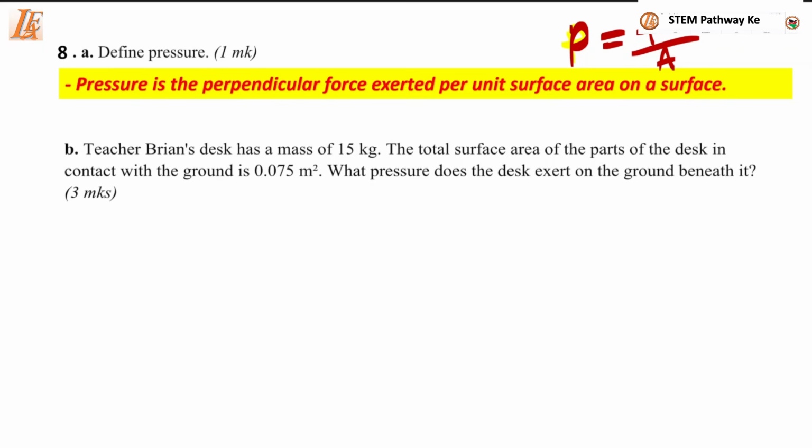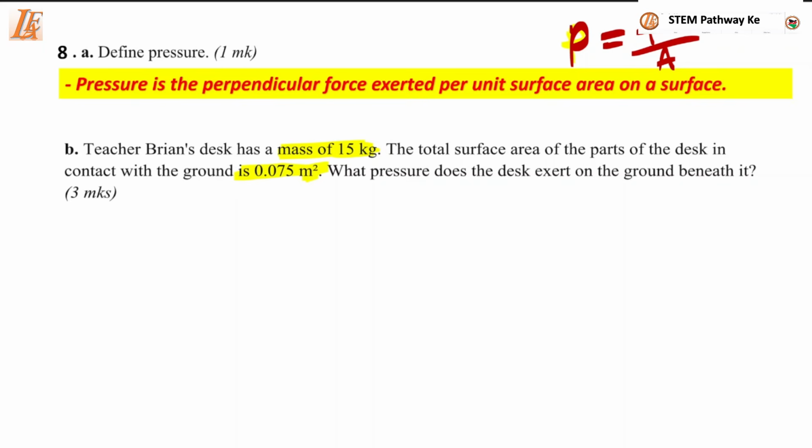Then now we have question B, which is also our last question in this case. Teacher Brand's desk has a mass of 15 kgs. So here we have teacher Brand, and he has a desk which has a mass of 15 kgs. Let's note that. Then the total surface area of the parts of the desk in contact with the ground is 0.075 square meter. Then the question is, what pressure does the desk exert on the ground beneath it?